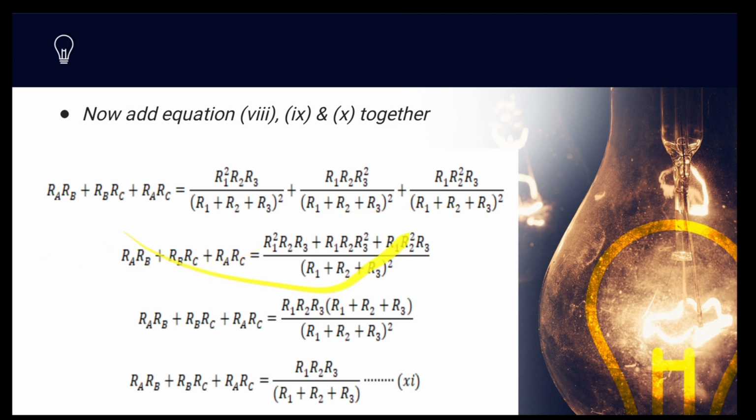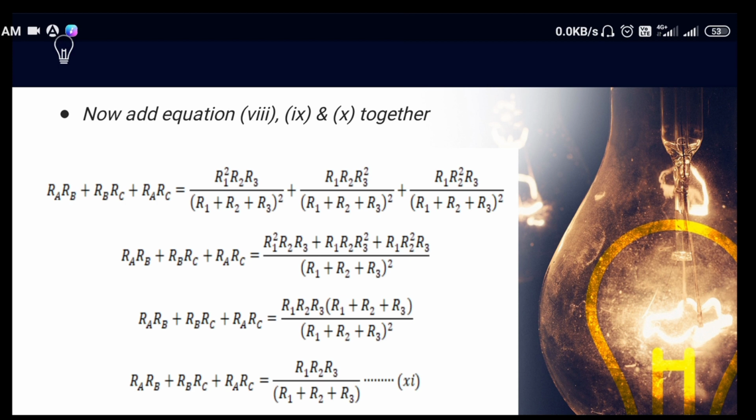Now adding these three, RA RB plus RB RC plus RA RC is equal to R1 square R2 R3 plus R1 R2 R3 square plus R1 R2 square R3 divided by R1 plus R2 plus R3 whole square. Taking R1 R2 R3 common, R1 R2 R3 into R1 plus R2 plus R3 divided by R1 plus R2 plus R3 whole square. By cancelling, we get RA RB plus RB RC plus RA RC equal to R1 R2 R3 divided by R1 plus R2 plus R3. Let us mark this equation 9.